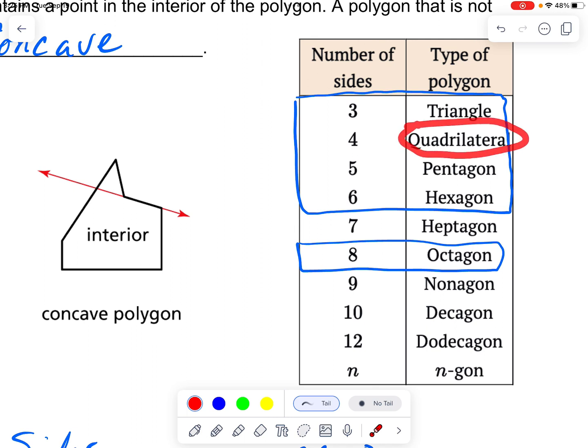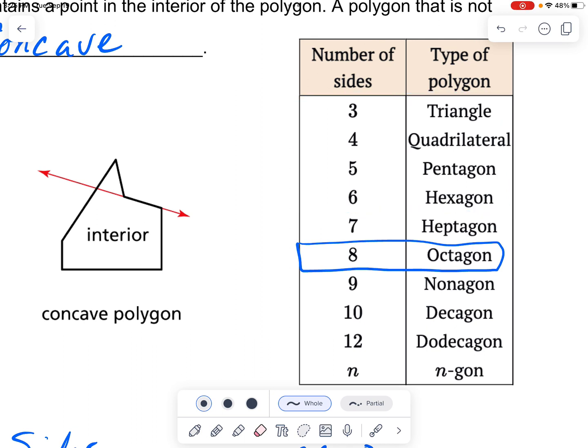Quadrilateral is kind of an overarching term. So within that we have squares, rectangles, parallelograms, things like that. But those are all considered quadrilaterals. At the bottom, this just says n-gon. So for any number n, we could call it a 15-gon, a 30-gon, however many sides it has.